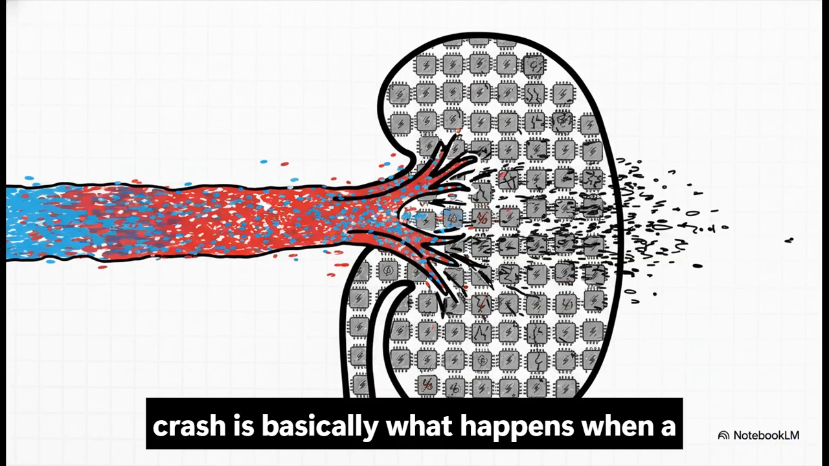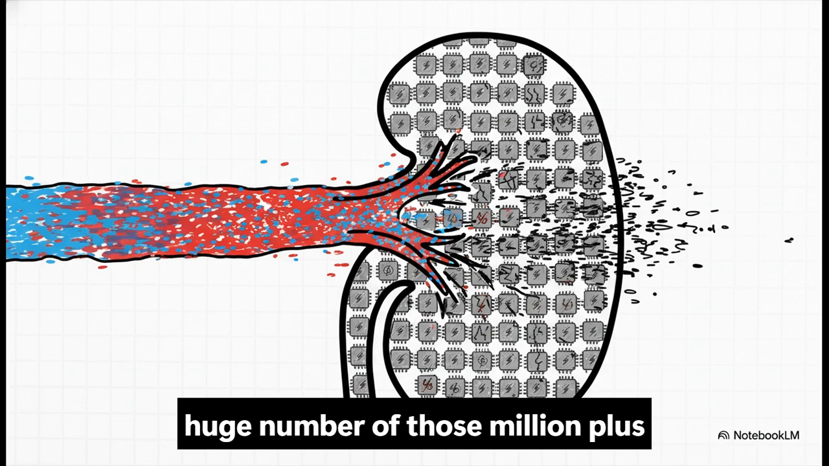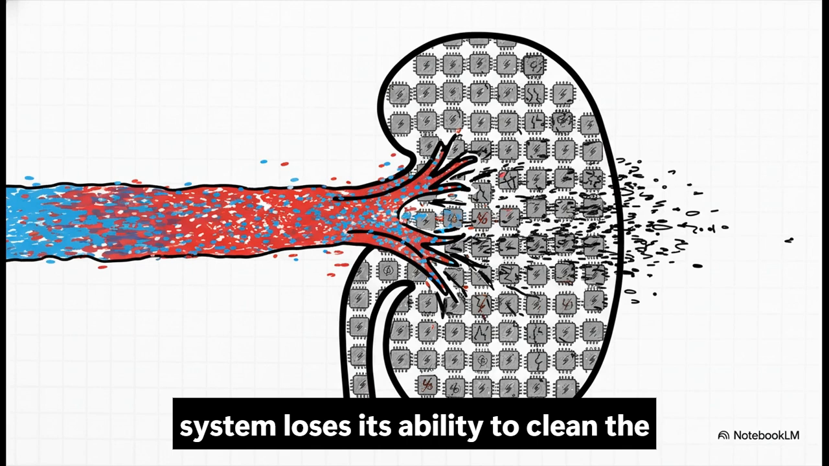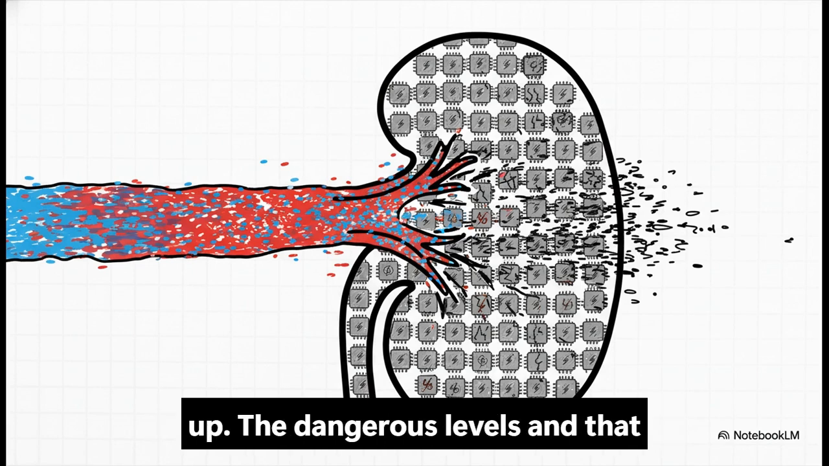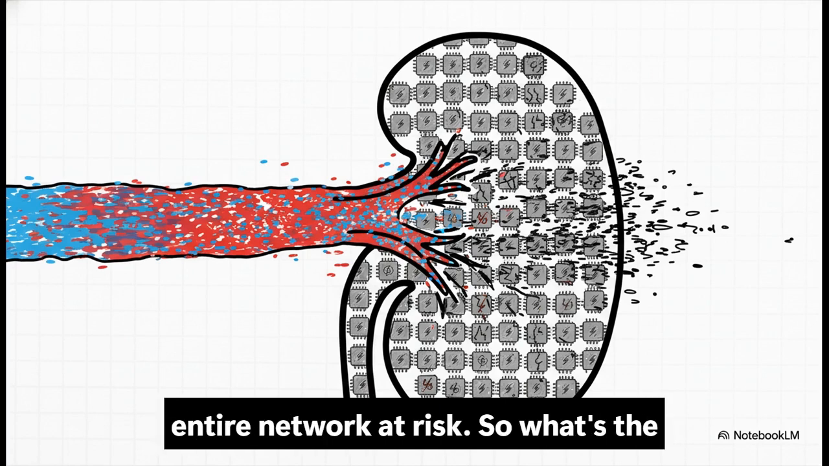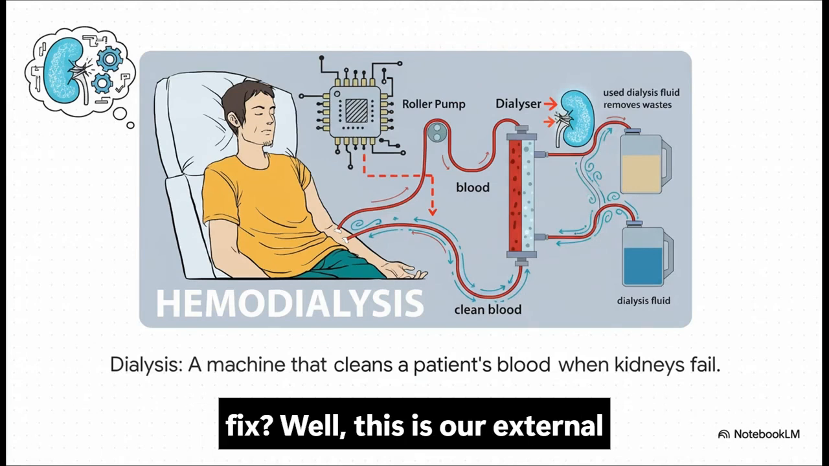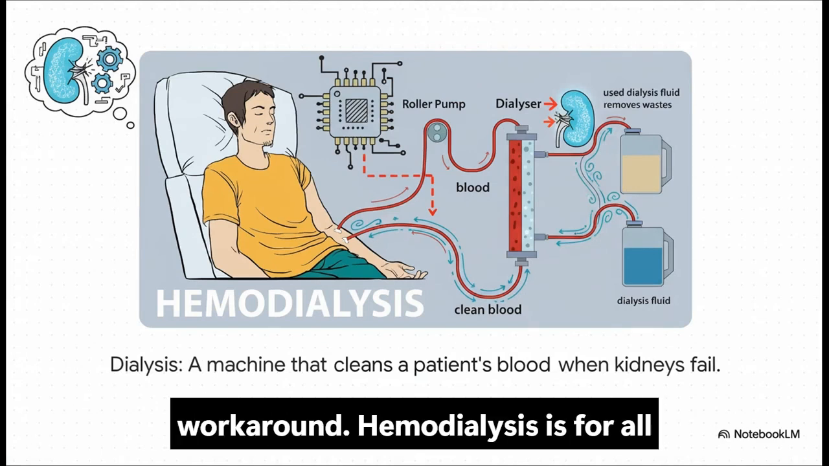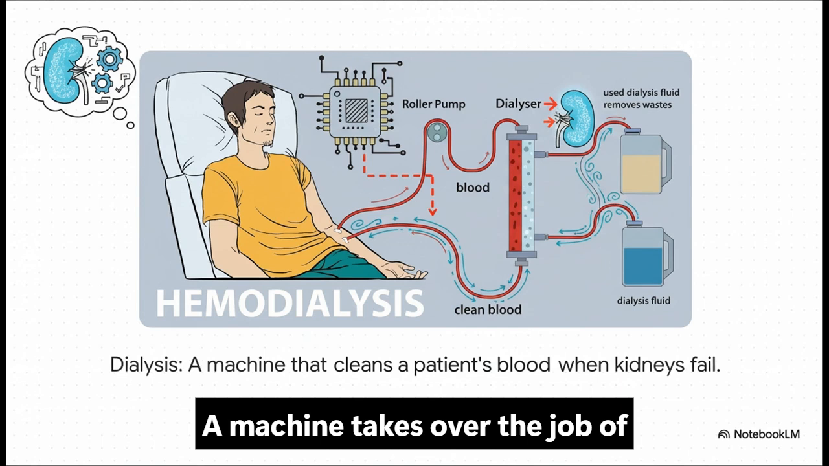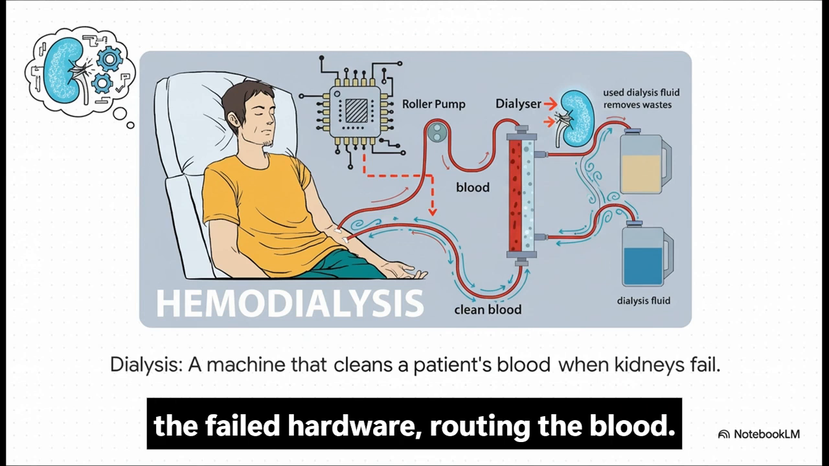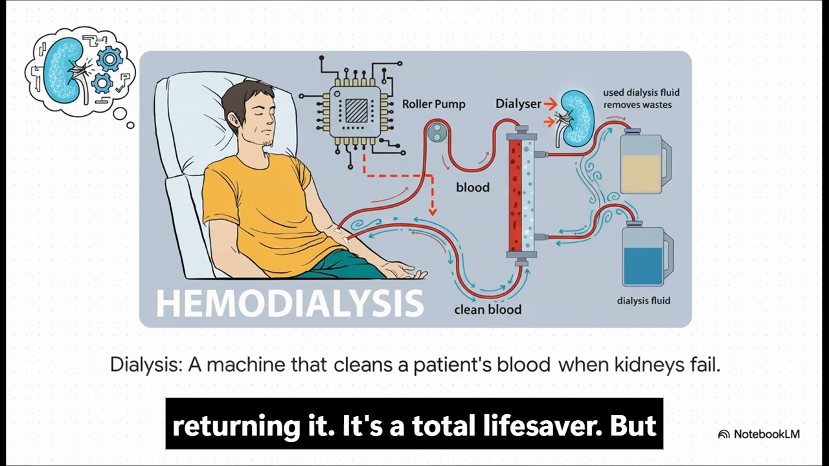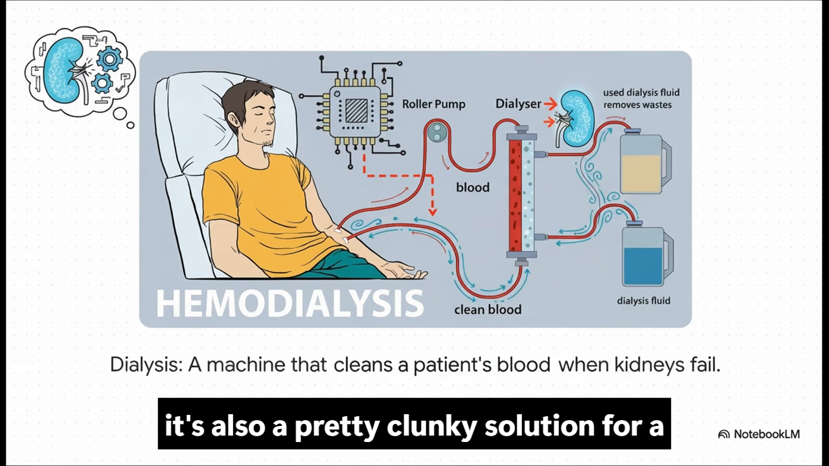A system crash is basically what happens when a huge number of those million-plus nephrons go offline. When they fail, the system loses its ability to clean the blood. Waste and toxins start building up to dangerous levels, and that triggers a critical failure that puts the entire network at risk. So what's the fix? Well, this is our external workaround. Hemodialysis is, for all intents and purposes, an external kidney. It's like emergency maintenance. A machine takes over the job of the failed hardware, routing the blood out of the body, cleaning it, and then returning it. It's a total lifesaver, but it's also a pretty clunky solution for a broken internal system.